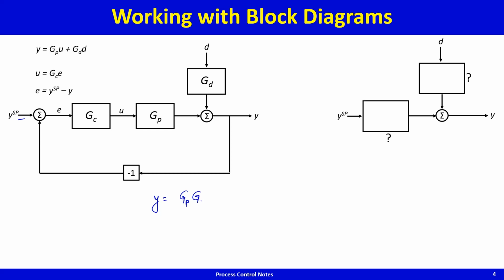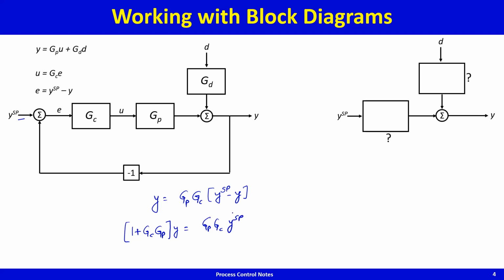U is GC times E, and E is Y set point minus Y. And collect the Y terms on one side, and therefore what I get is 1 plus GCGP. By the way, all of this is in the Laplace domain. I am just dropping the subscript S, is equal to GP GC Y set point.